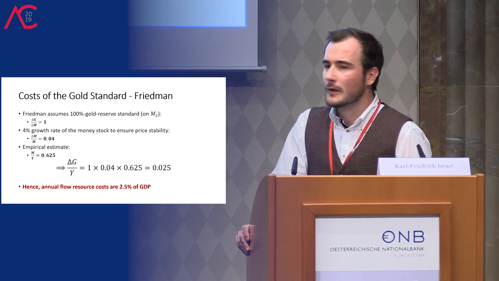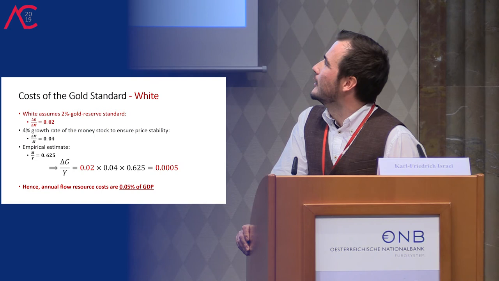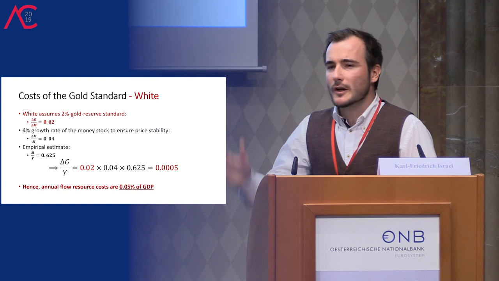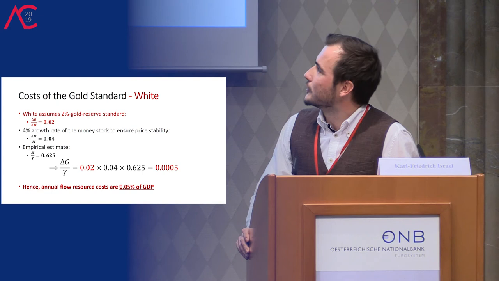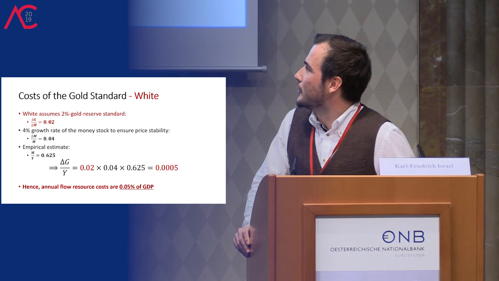That's somewhat of an exaggeration, and Lawrence White has pointed this out. His argument is that if we want to have a gold standard, we would, of course, not have a 100% gold standard, but we are content with having 2% reserves. 2% historically have existed, for example, in the free banking period in Scotland that Larry White, and George Selgin, of course, have studied. And if you change the reserve ratio from 100% to 2%, your estimate goes down to 0.05% of GDP every year. So this looks much better already.